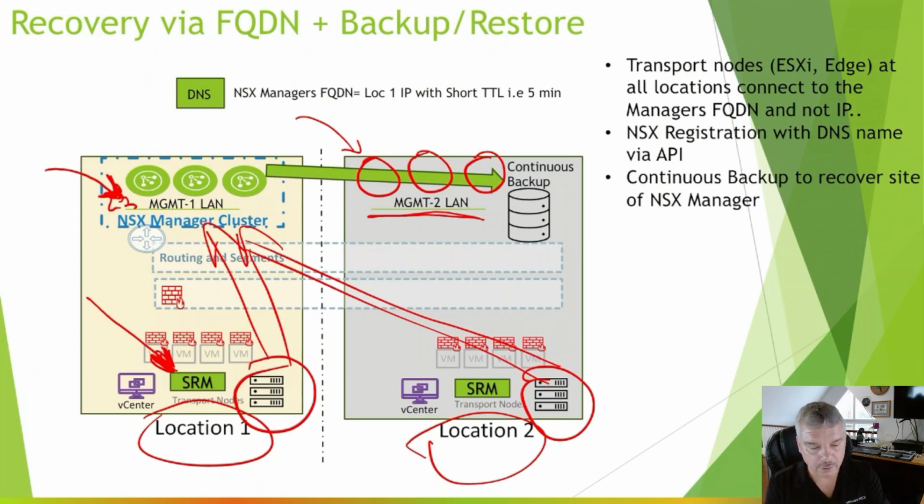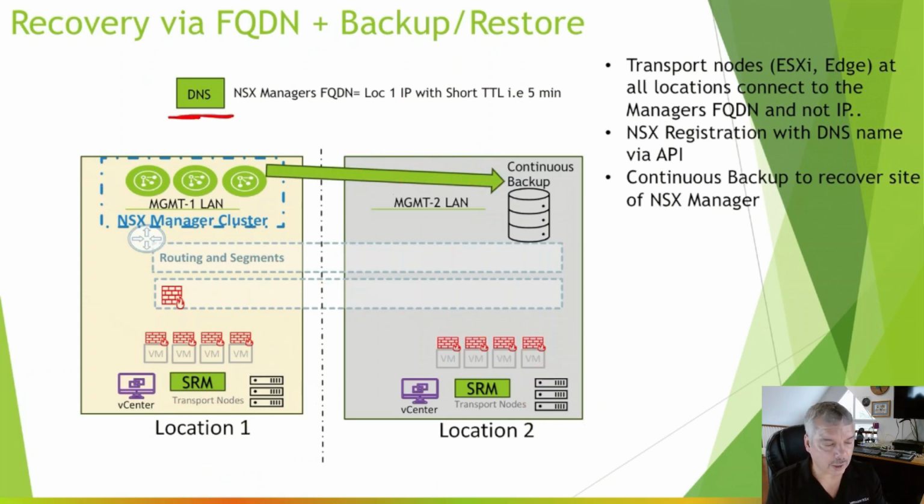Well, first of all, we've got to set up our managers in DNS. You should probably already have that. So you'll have your forward and reverse lookup set up in DNS for your managers, and they'll have the IP addresses of location 1. And you're going to give it a very short time to live, 5 minutes.